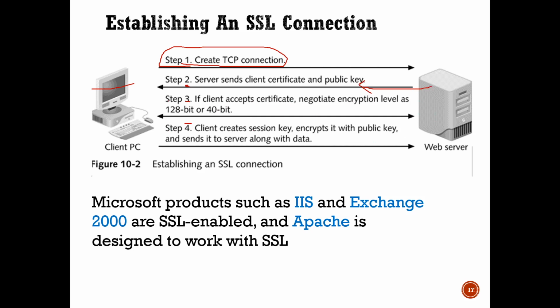It negotiates the encryption level. So it selects the encryption level, either 128 or 256 bits, meaning how many bits the encryption should be. The client creates the session key, encrypts it with the public key, and sends it to the server, so that this encryption key will be used to establish the SSL communication. SSL is enabled by default in Apache, and it's also supported in IIS and Exchange 2000, which is the email server by Microsoft.